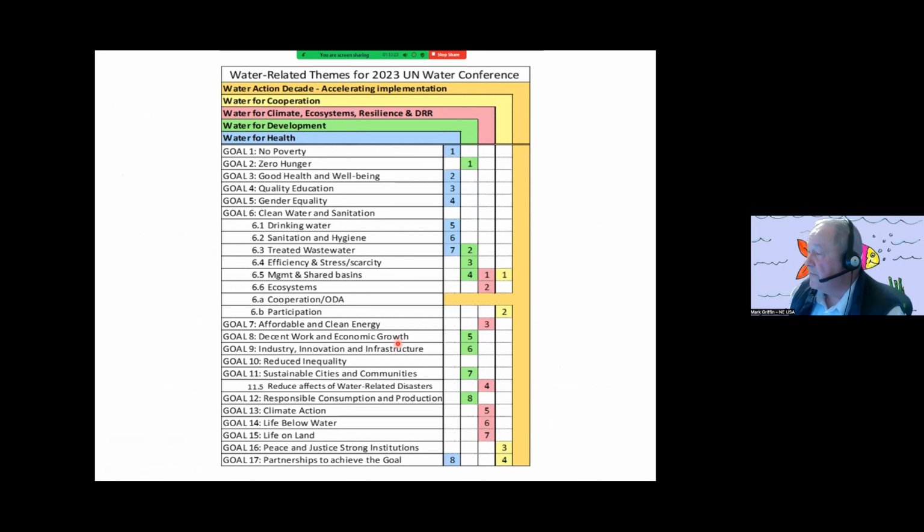And this is a graphical representation of that. The theme is water for health, and it will go down and like goal 17 is partnerships, all the ones I just talked about. What I find interesting is water for development is what includes agriculture for zero hunger. So agriculture, I see it in many places, is considered an economic activity and not necessarily a health issue. So on and so forth. Okay.